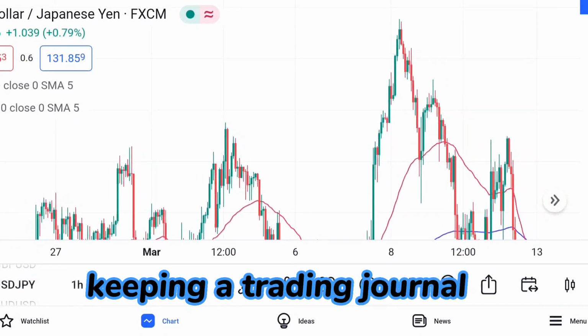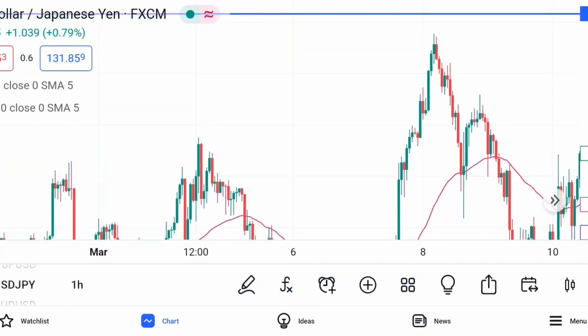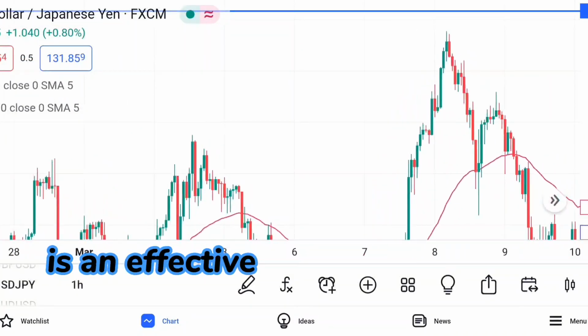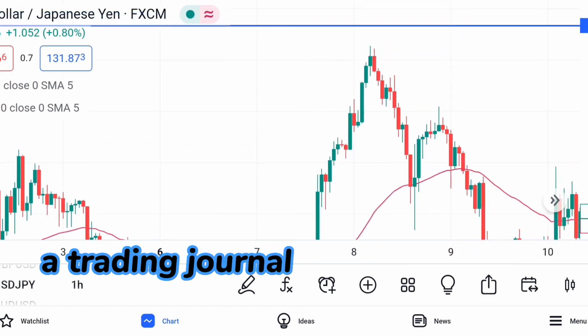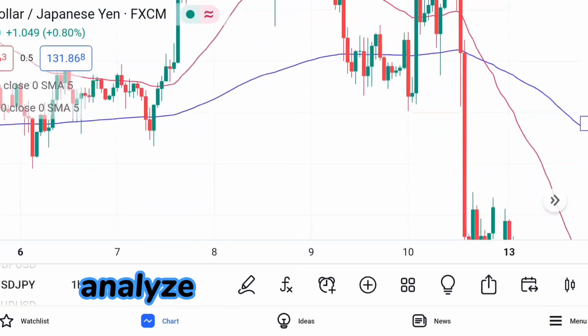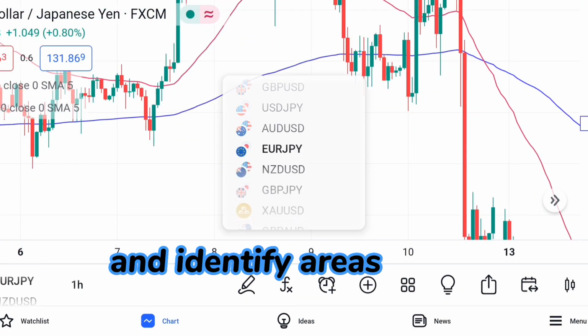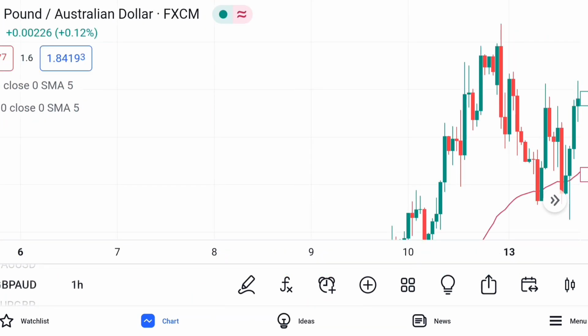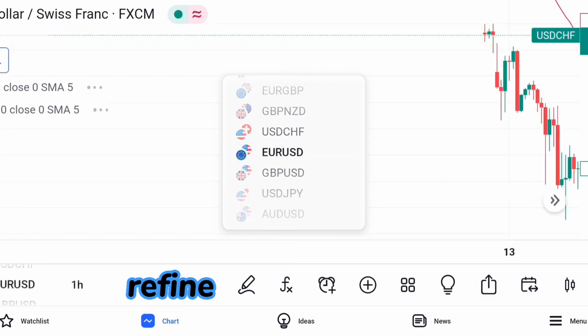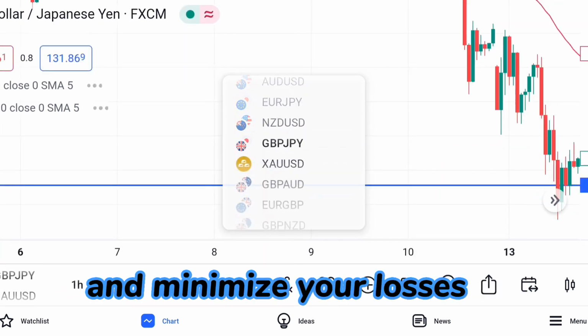Keeping a trading journal, you should be aware of this. Keeping a trading journal is an effective way to manage your risk in Forex trading. A trading journal allows you to track your trades, analyze your performance, and identify areas for improvement. By reviewing your trading journal regularly, you can learn from your mistakes, refine your strategy, and minimize your losses.